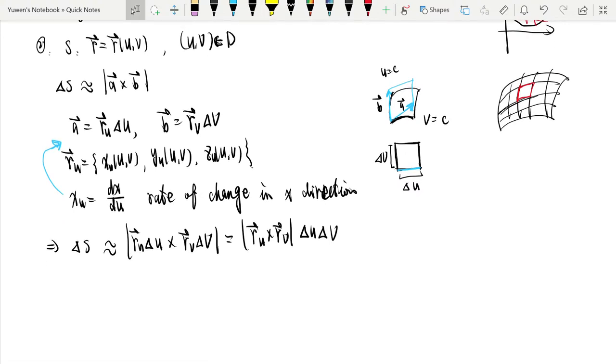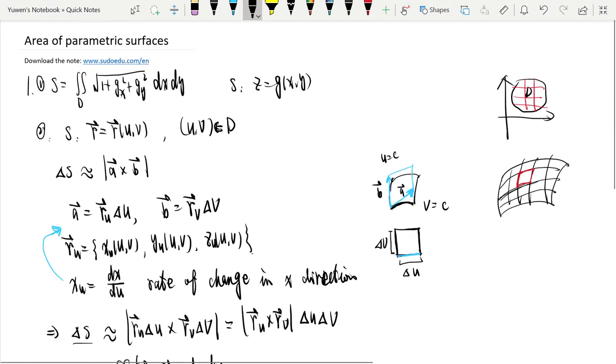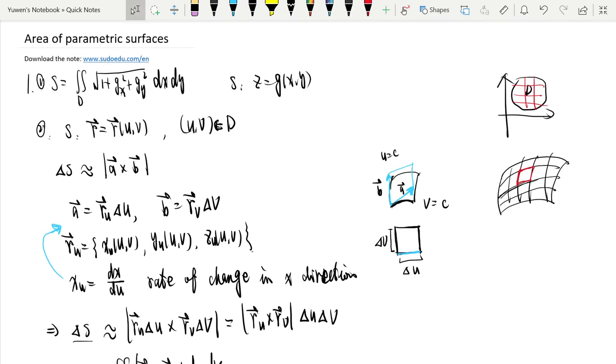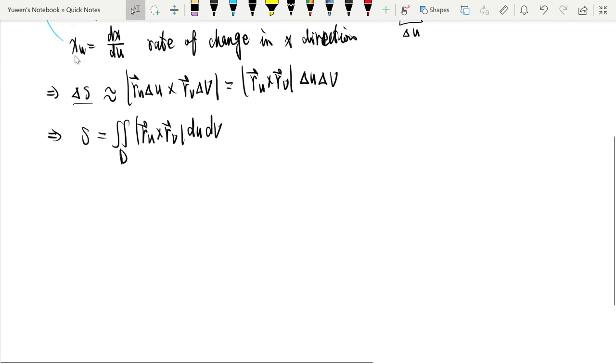Now let delta u and delta v approach zero, and add all the delta S together. We have S equals the double integral of the length of r_u cross r_v du dv over the region D. That's the formula for the area of parametric surfaces. Now let's take some examples and use this formula.